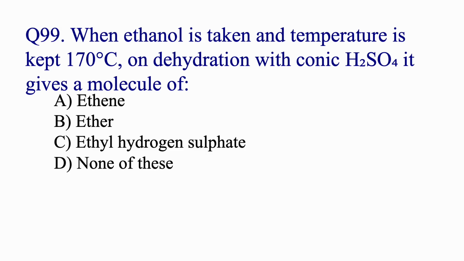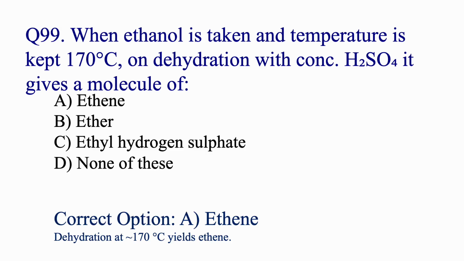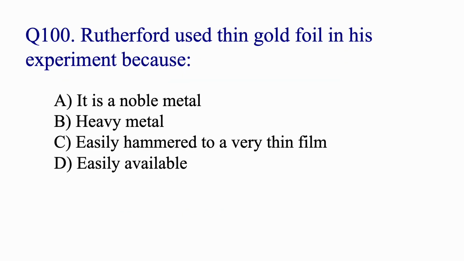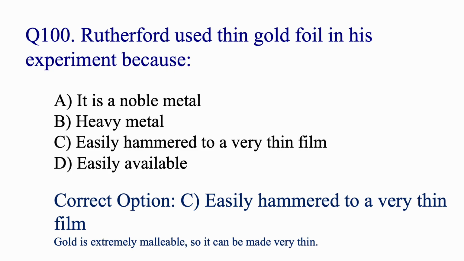When ethanol is taken and temperature is kept 170 degrees Celsius on dehydration with conc. H2SO4 sulfuric acid, it gives a molecule of ethene. Rutherford used the gold foil in his experiment because easily hammered to a very thin film.